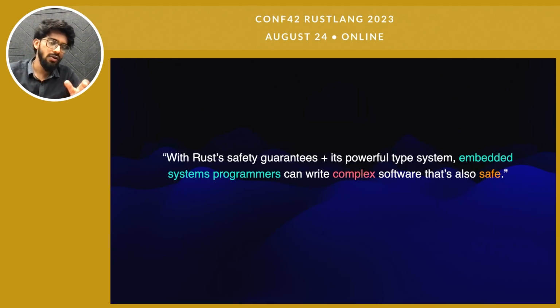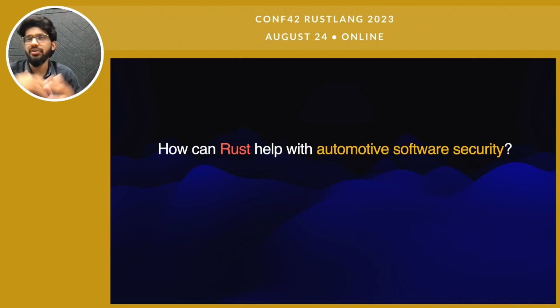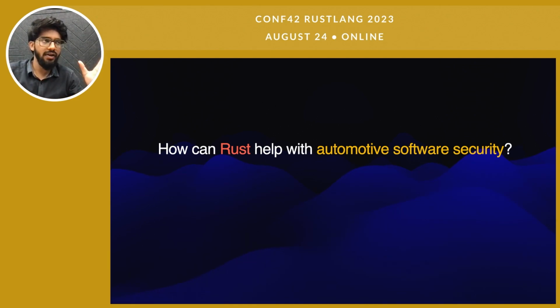With Rust safety guarantees plus a powerful type system, embedded systems programmers can write complex software that's safe. Now you can write complex software which is safe with Rust. How can Rust help in automotive systems or software security? So we saw that Rust can give you safe and high performance code which can help you write complex code. Okay, now we can write complex embedded system code. But how does it help in our automotive software security?